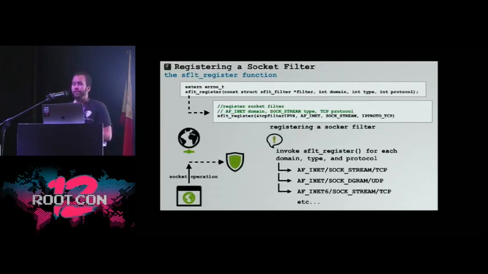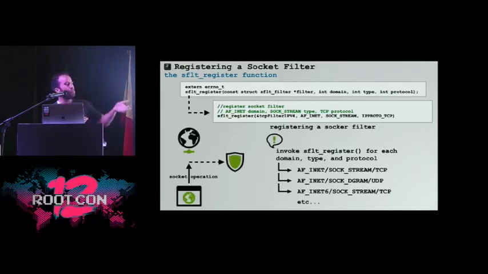So once you've populated this socket filter, you invoke the sflt_register function, and this will register or install your socket filter kernel extension. Now, besides that populated socket filter structure that we just talked about, this function also takes the socket domain type and protocol. So this means if you want to monitor various socket types, you have to invoke this function multiple times. So for example, if you want to monitor TCP and UDP, you have to call this function twice for that.